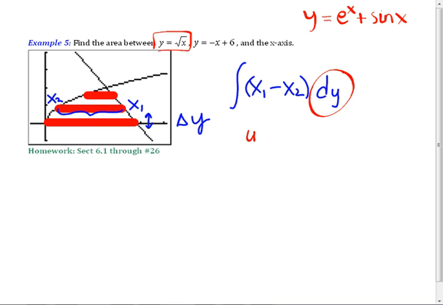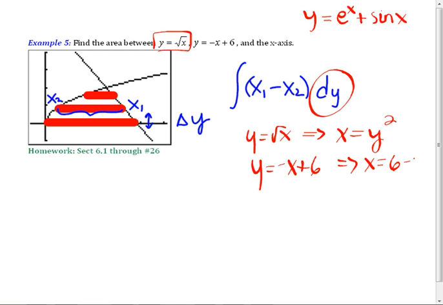It says y equals the square root of x, so therefore x equals what? Y squared. No, that's when you square root, not squaring. Okay, so y equals minus x plus 6. Solving for x, what's x going to be? Can you do it in your head? 6 minus y.